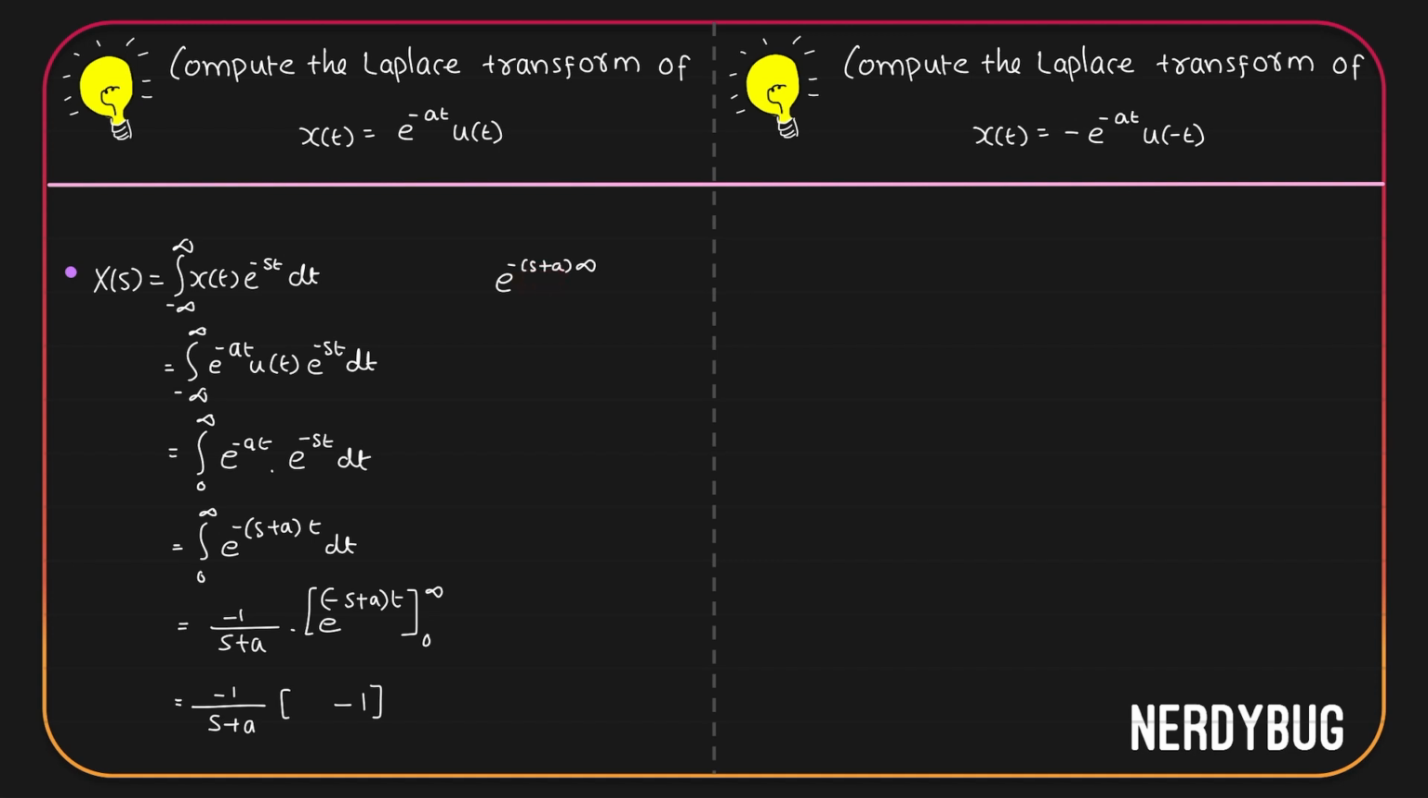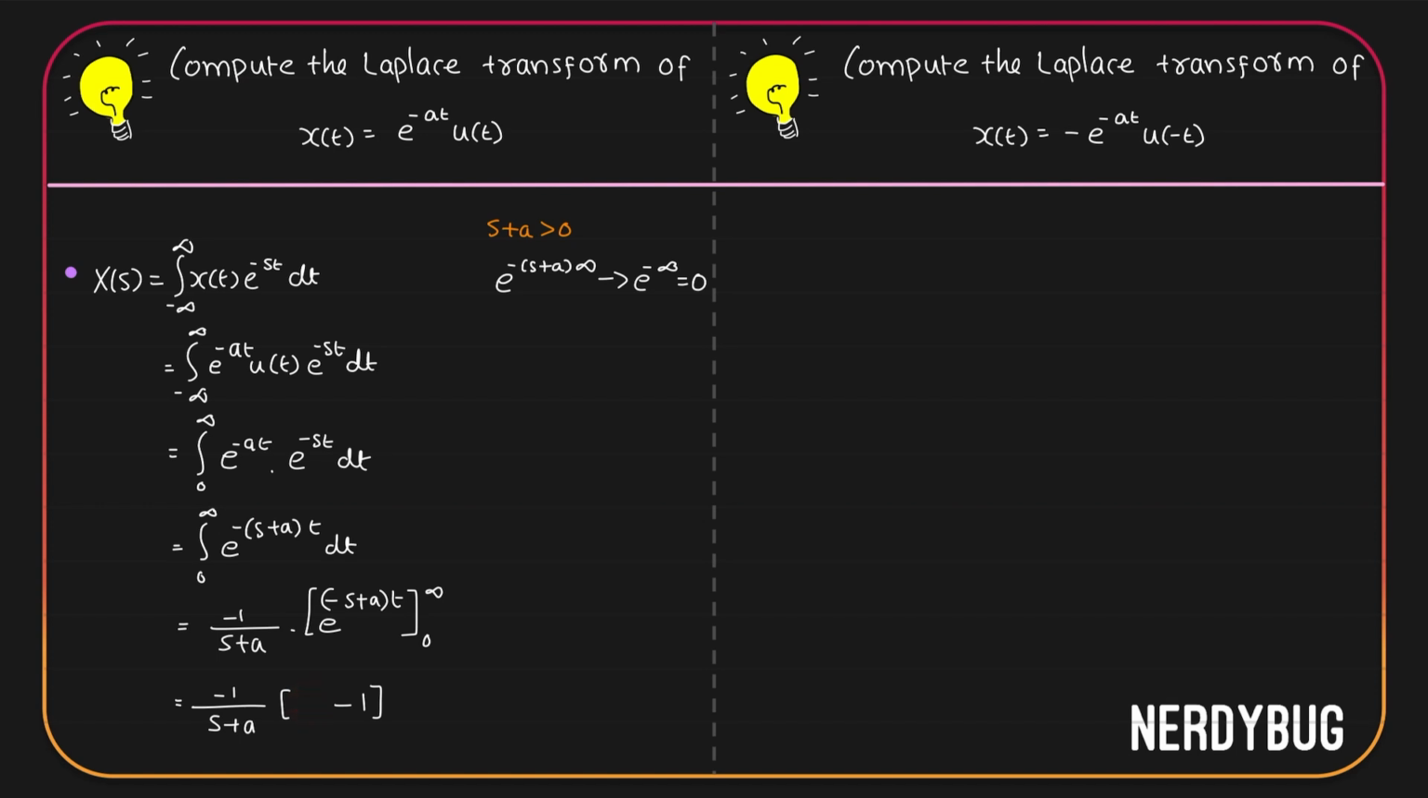S plus a can be positive, s plus a can be negative. Let us take the first case. S plus a is positive, it is greater than 0. In that case, e raised to minus s plus a into infinity will be of the form e raised to minus infinity, because s plus a is positive, and e raised to minus infinity is equal to 0. So in that case, you will get 0 over here.